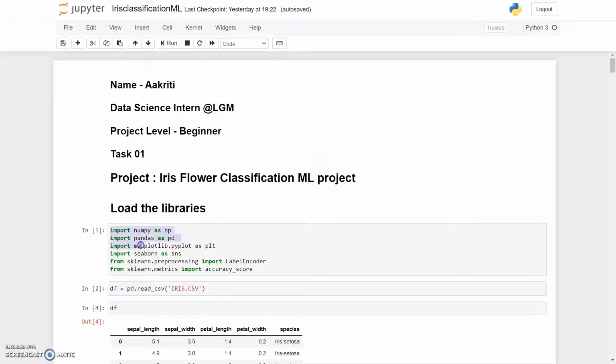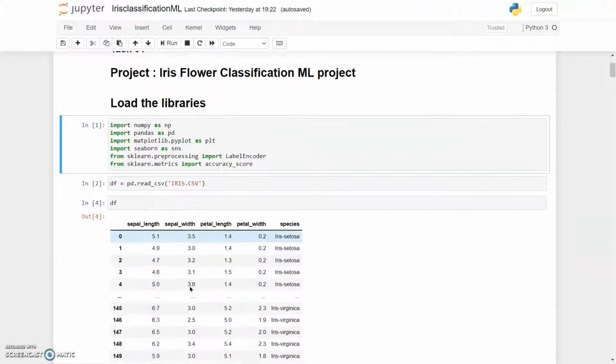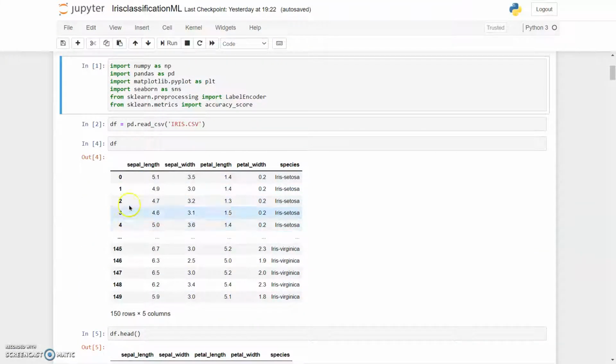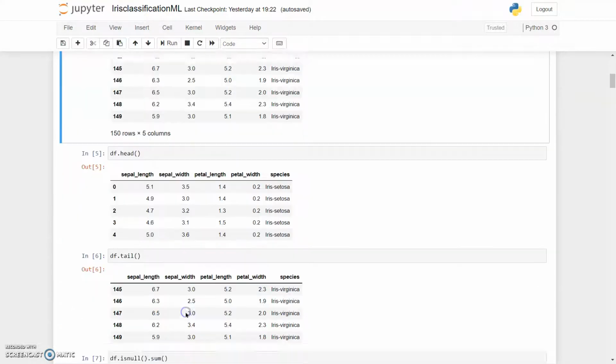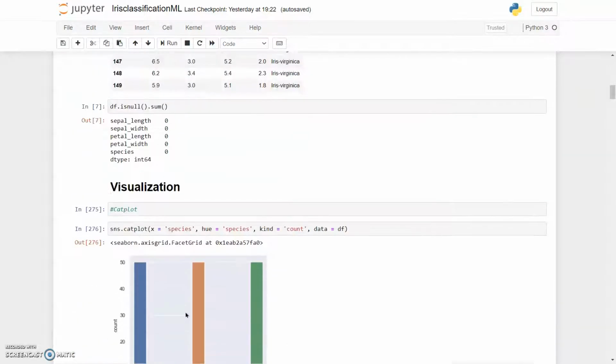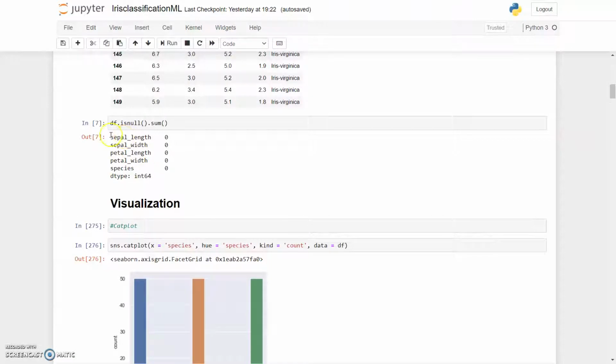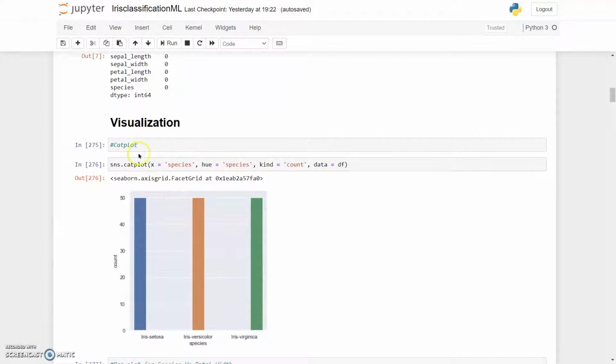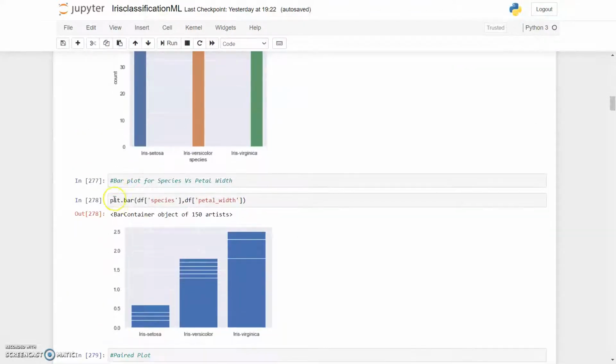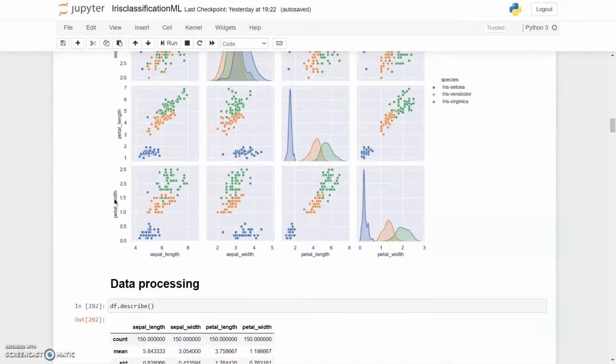So here I have imported all the important libraries and then read the CSV file. So this is the 5 top rows of the dataset, and these are the 5 bottom rows of the dataset. This is the dimension of our data. Now I have checked whether there are any null values or not. Then for data visualization I have used cat plot, bar plot, pair plot.